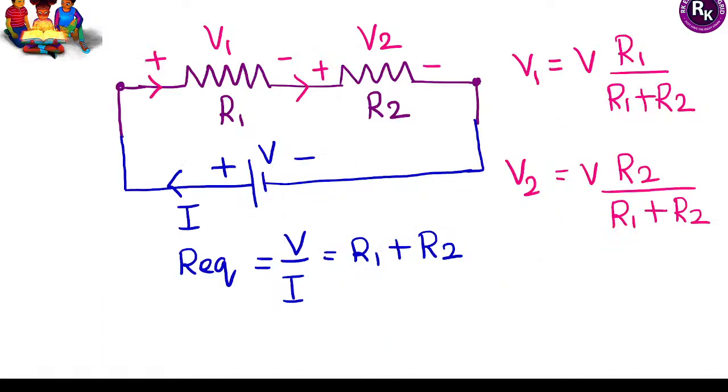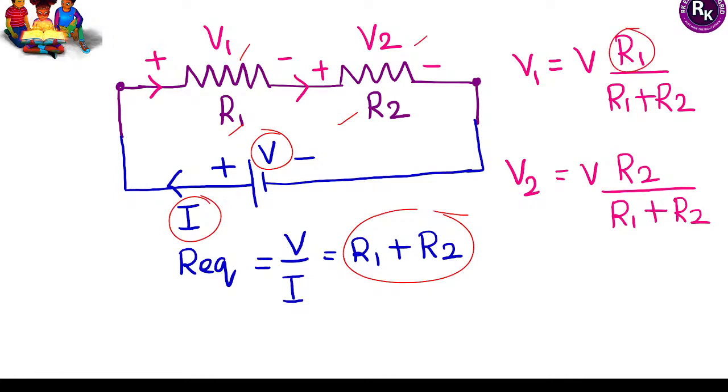Next, if you are talking about resistor connections, if two resistors are connected in series, then we can simply say that by adding them we can find the total R equivalent, and the alternative way is total supply voltage divided by total supply current. Now, if you want to know the voltage drop across the series elements, we have to apply the voltage division rule. We know the voltage division rule.